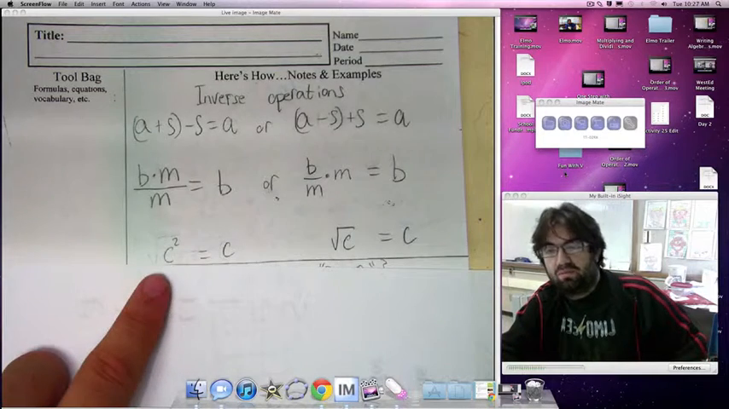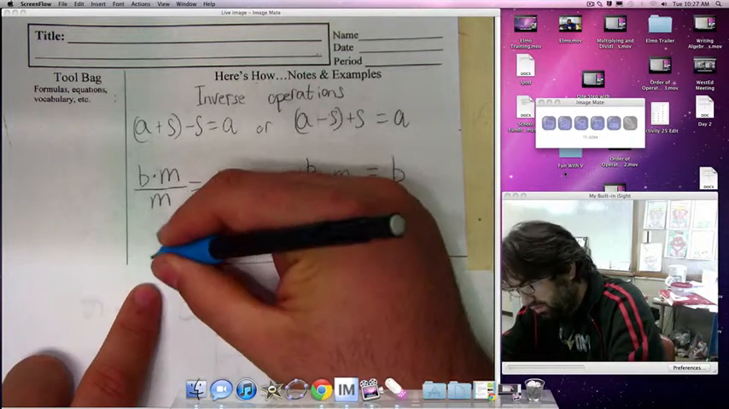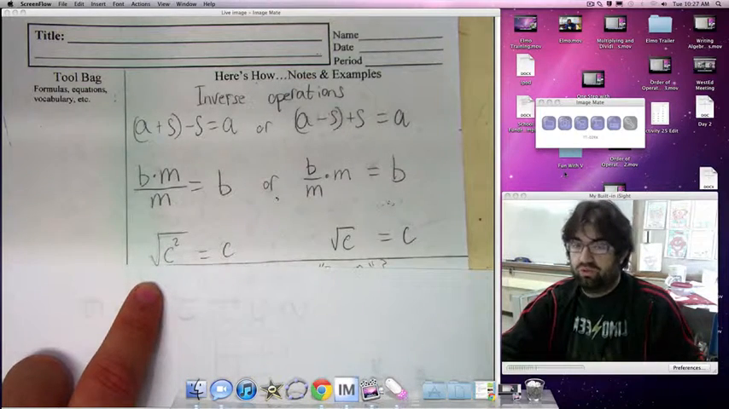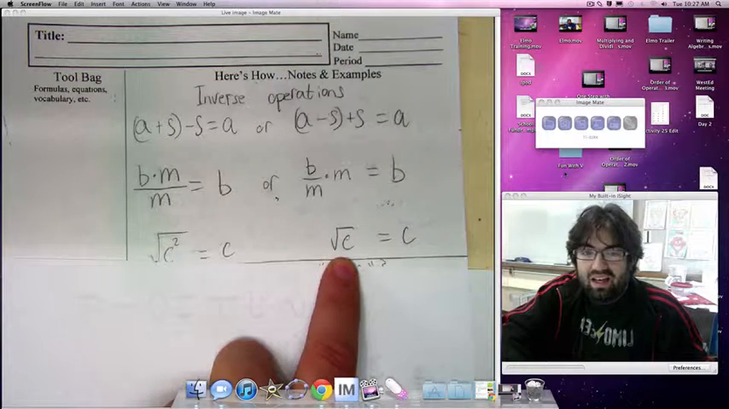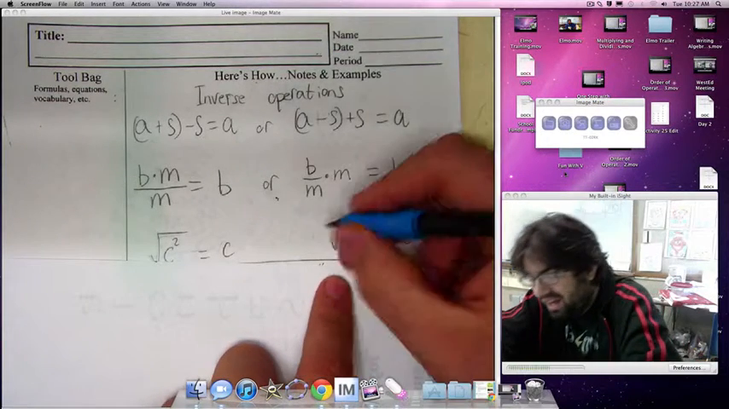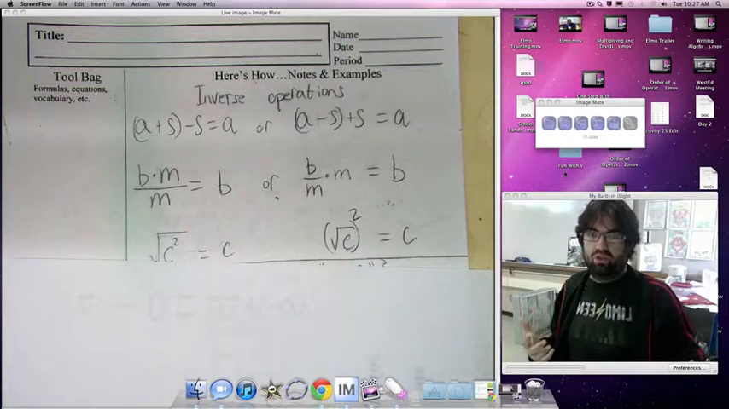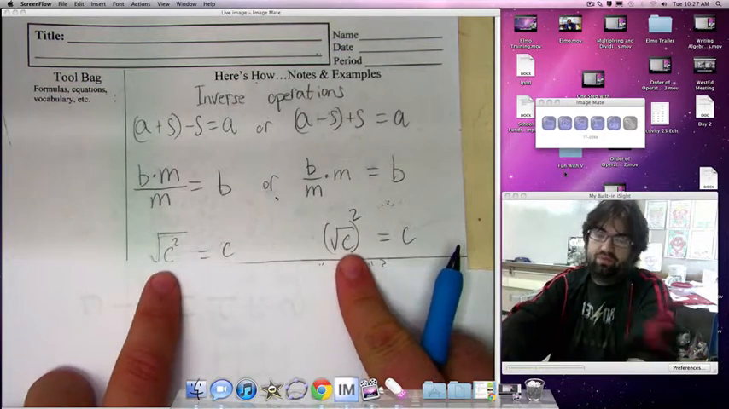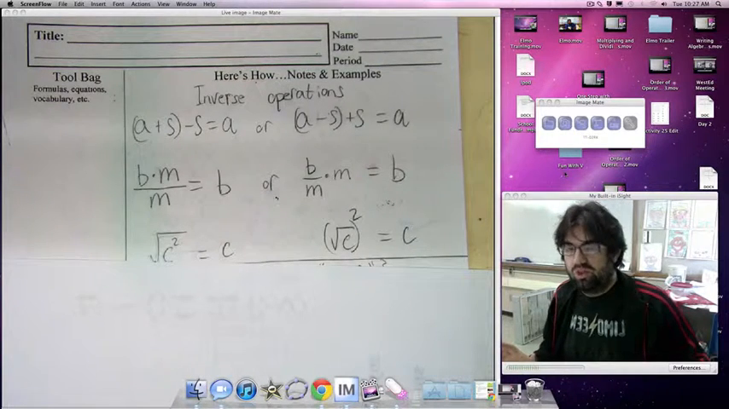If I square some number, how do I get that number back? I take the square root. And that's the symbol for square root. If I square root something, how do I get that number back? I square it. These undo each other. There are certain rules and little tiny things about both of them, but they undo each other.